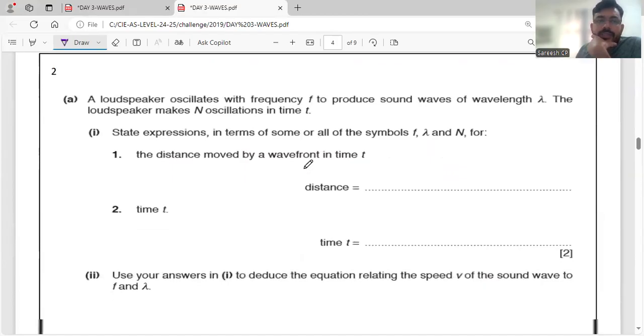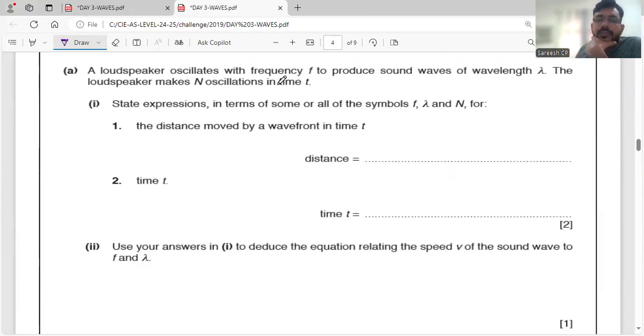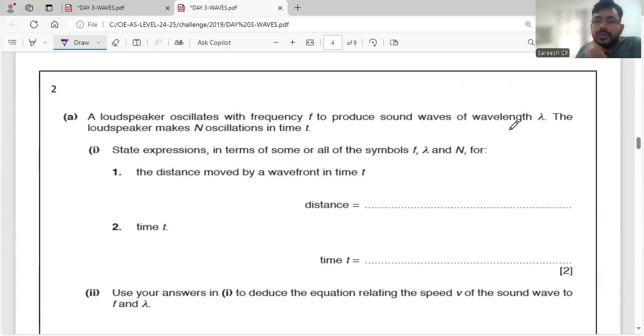Okay, now next one, question number 2. A loudspeaker oscillates with a frequency f to produce sound waves of wavelength lambda. The loudspeaker makes n oscillations in time t. State an expression, in terms of some or all of the symbols f, lambda, and n, for the distance moved by a wavefront in time t.